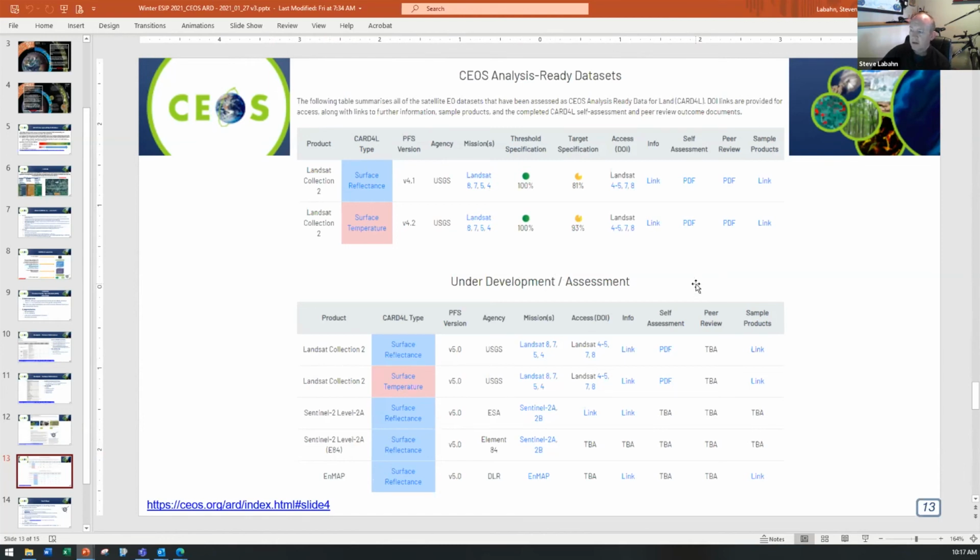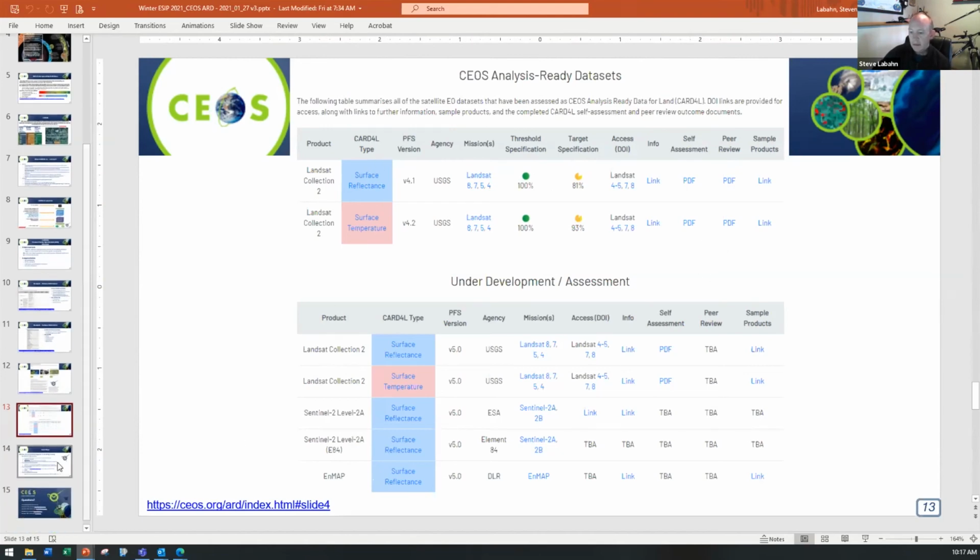Important piece I want to just show here is we do both the threshold and target levels of compliance on this page, but we also provide information about the self-assessment itself, the peer review response, and any sample data. So if you want to kind of get started, this is a really good page to use as a reference.